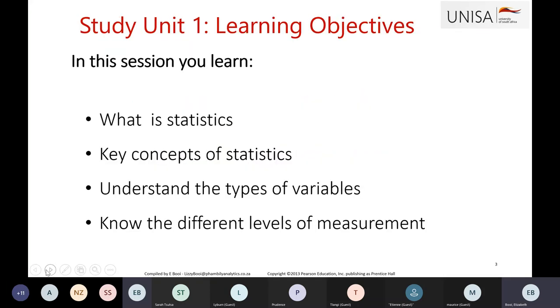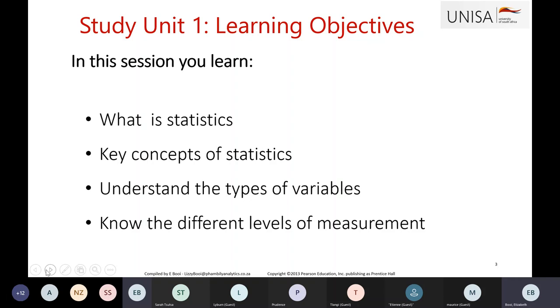Okay, so by the end of the session, you should be able to learn what is statistics, what are the key concepts of statistics, understand the types of variables, and know the different levels of measurement, sometimes called the scales of measurement.